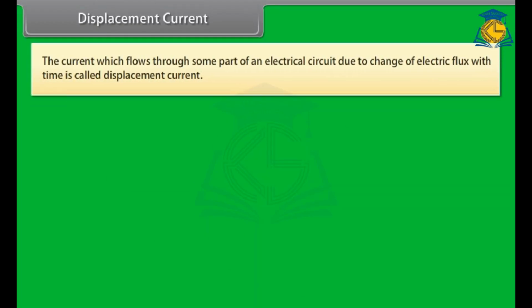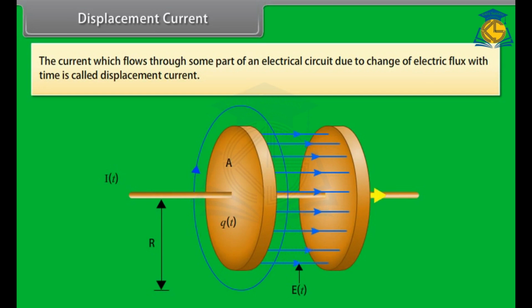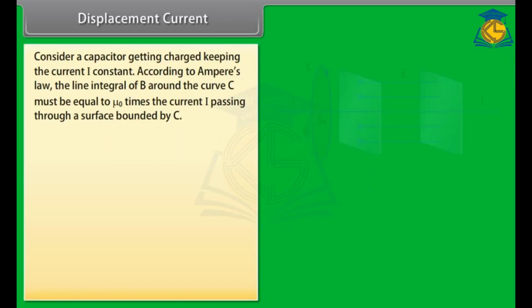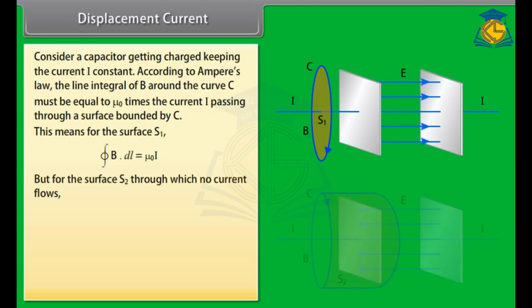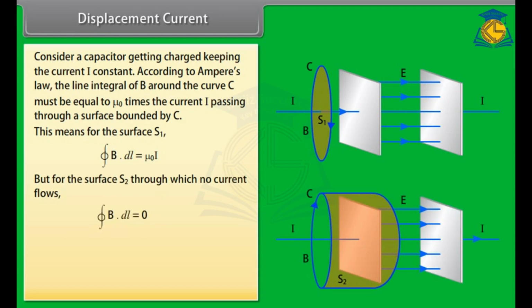Displacement current. The current which flows through some part of an electrical circuit due to change of electric flux with time is called displacement current. Consider a capacitor getting charged keeping the current I constant. According to Ampere's law, the line integral of B around the curve C must be equal to mu naught times the current I passing through a surface bounded by C. This means for the surface S1, the closed integral of B dot dl is equal to mu naught I. But for the surface S2 through which no current flows, the closed integral of B dot dl is equal to 0. It means there is an inconsistency.